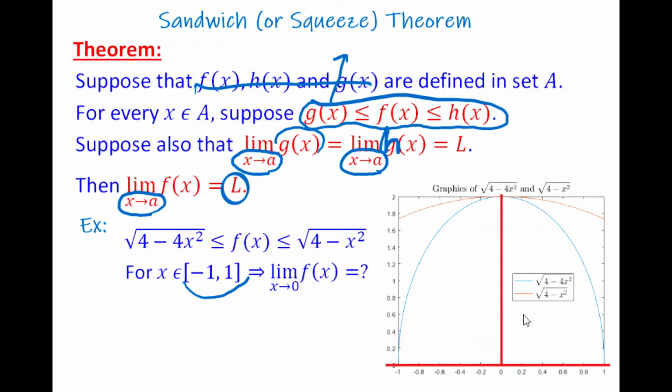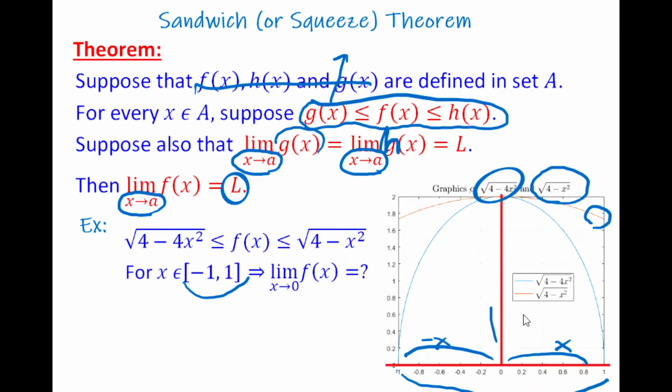If you look at the graph, okay, this is the graph of square root of 4 minus 4x squared and square root of 4 minus x squared. If you look at this graph, the red color represents square root of 4 minus x squared, and the blue color represents the square root of 4 minus 4x squared. And as you can see, within this interval from -1 to +1, the red color values are greater than the blue color values. This is the x-axis, this is positive x, and this is the negative x. And then we can say that this is the y value.